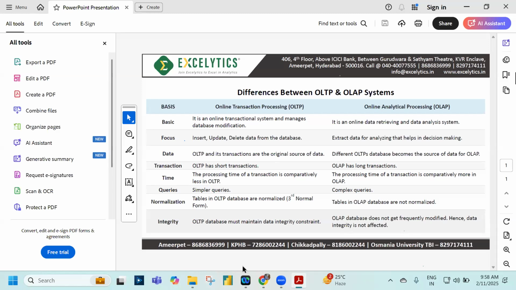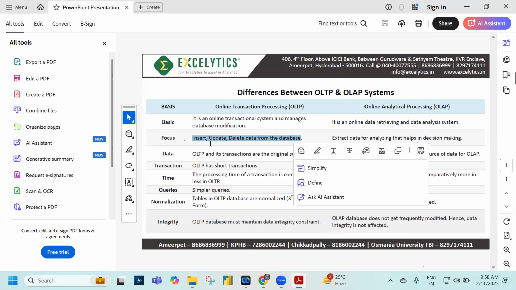So what it does is manage those database modifications, nothing but transactions management, right? The focus of this OLTP is insert, update, delete. So let's try to understand these things. What is insert, update, delete?